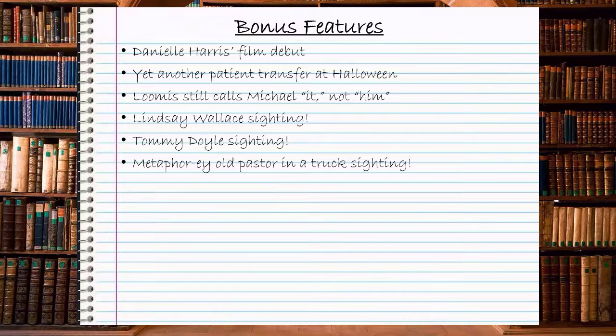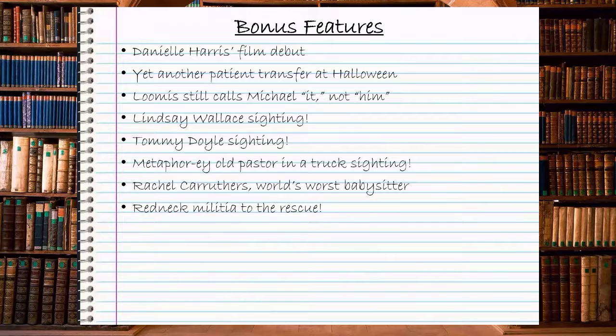You get a metaphor-y old pastor in a truck sighting. Yes, Dr. Loomis, while hitchhiking, is picked up by an old pastor in a truck who is a metaphor for hunting Armageddon. You get Rachel Carruthers, the world's worst babysitter. Yes, Rachel Carruthers completely loses track of her charge, Jamie Lloyd, while they are out trick-or-treating, making her the world's worst babysitter. You get the redneck militia to the rescue. Yes, as we said, the townspeople are not happy with Michael's return, and they do form a redneck militia to go and welcome him. You get deep-fried Bucky.